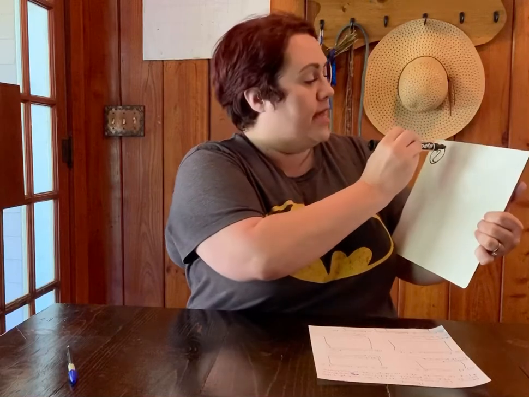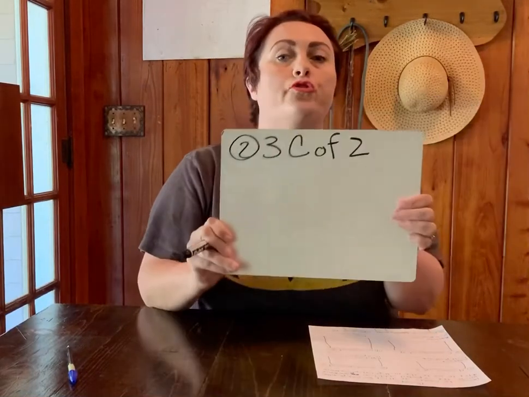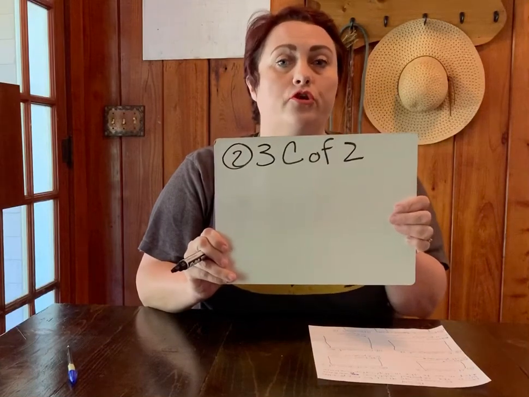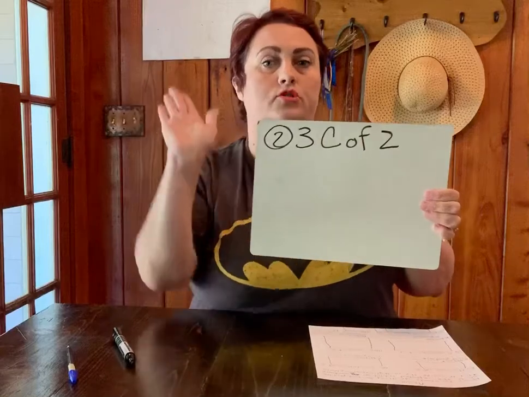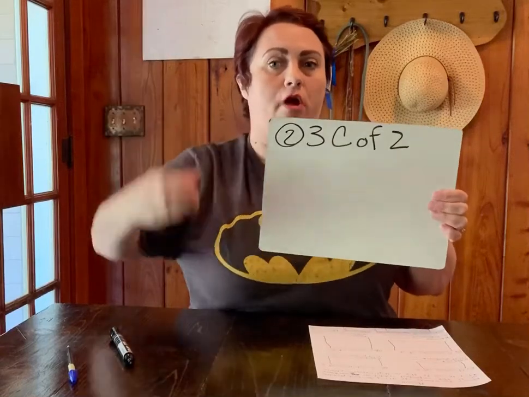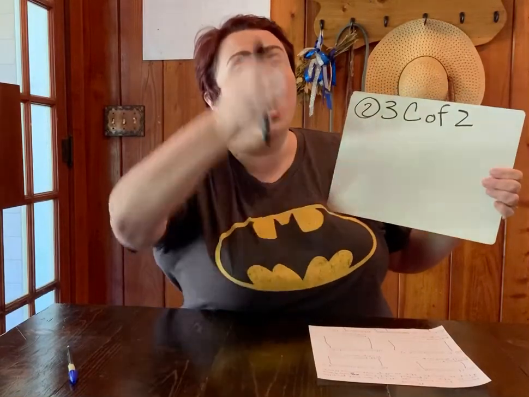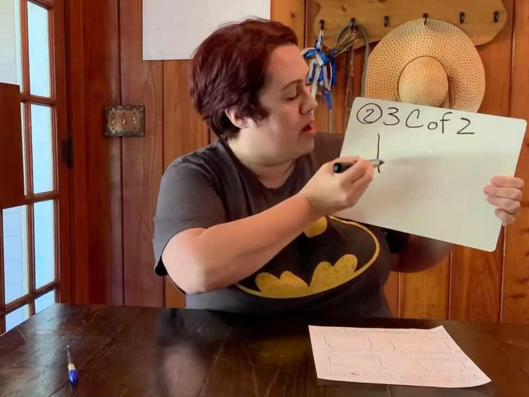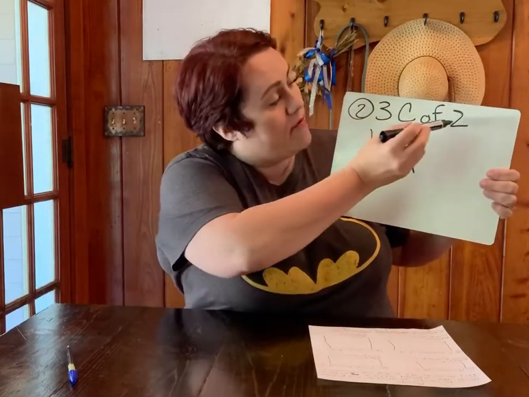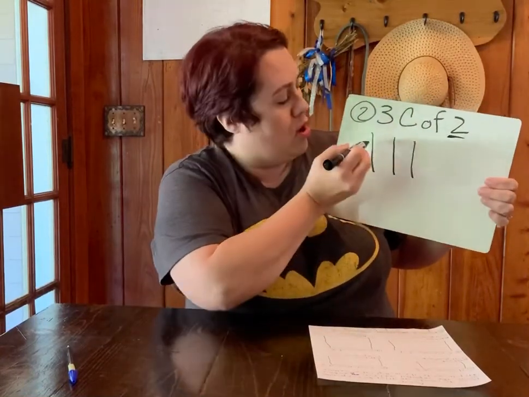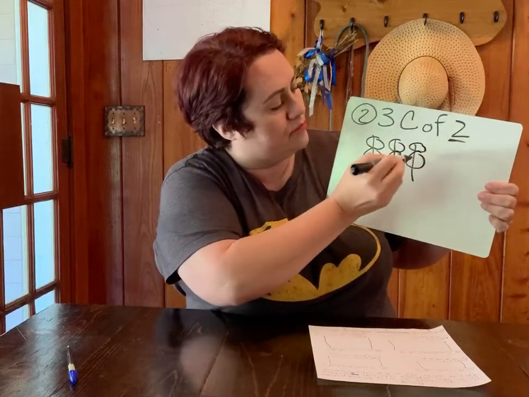Number 2 said 3 columns of 2. Columns do what? They hold it up, right? Columns are up and down, like the columns of your house. Columns go up and down. So if you have 3 columns, let's draw them: 1, 2, 3 columns. And we have how many in each? 2. 1, 2, 1, 2, 1, 2.